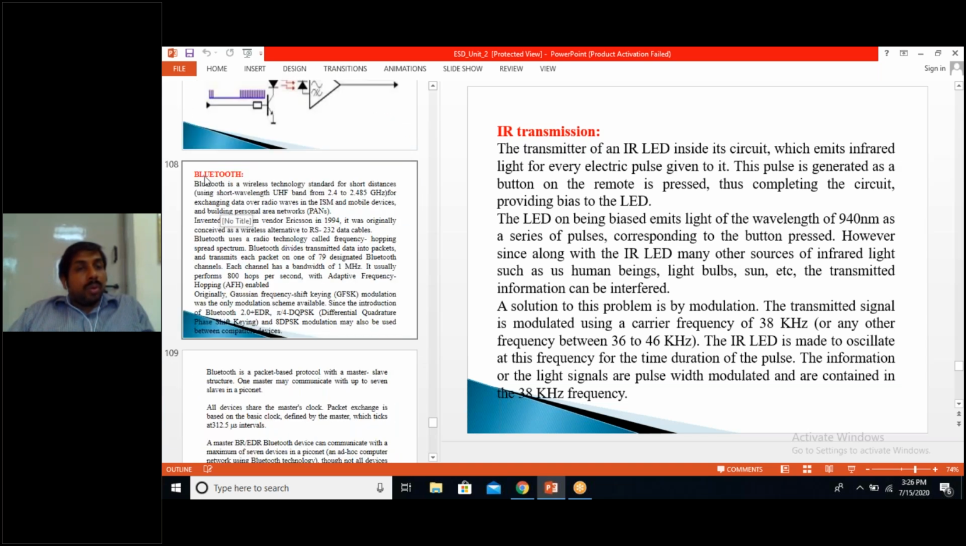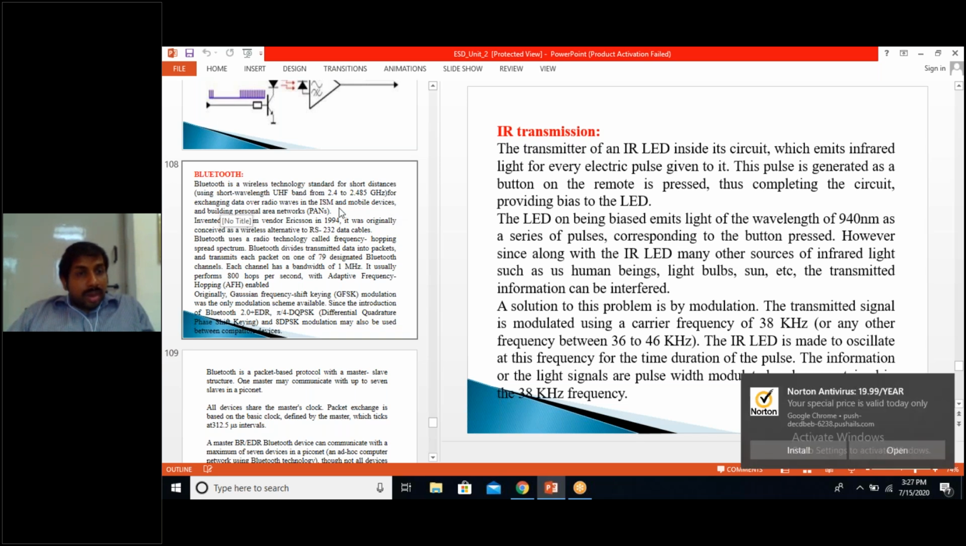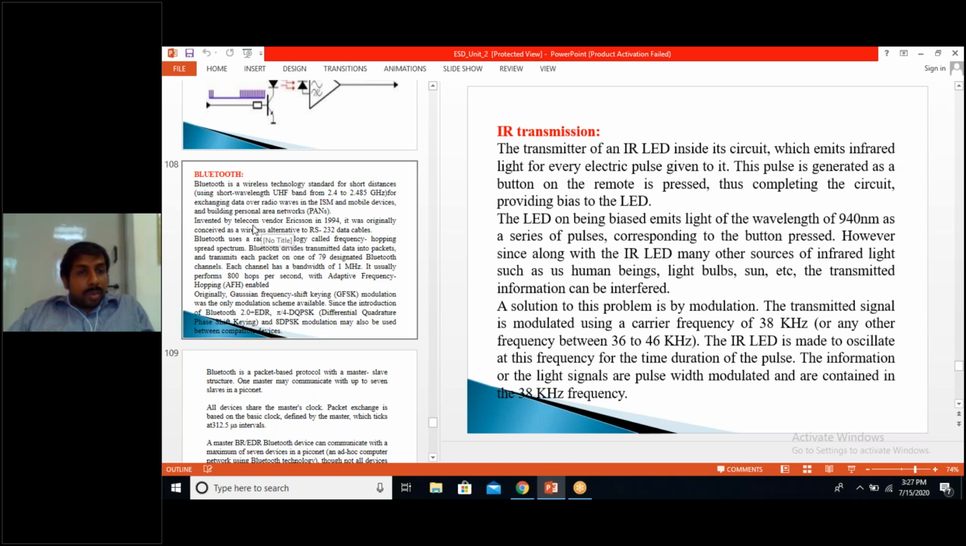So coming to the next, it is Bluetooth. Bluetooth is a wireless technology for short distance communications such as mobile devices, PAN, personal area networks. It was developed by the vendor Ericsson in 1994. It is an alternative to wired services similar to RS-232, and it transmits data using a channel with a bandwidth of 1 megahertz.